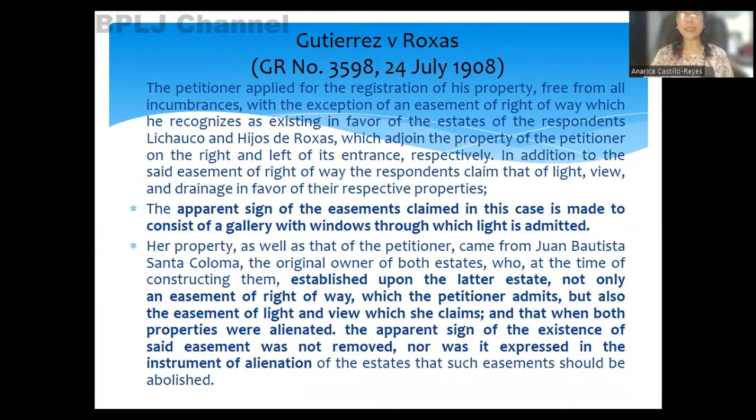Now, the apparent sign of the easements claimed in this case is made to consist of a gallery with windows through which light is admitted. Her property as well as that of petitioner came from a certain Juan Bautista, the original owner of both estates. At the time of constructing them, he established upon the latter estate not only an easement of right of way, but also the easement of light and view, which she claims, and when both properties were alienated, the apparent sign of the existence of the said easement was not removed, nor was it expressed in the instrument of alienation.